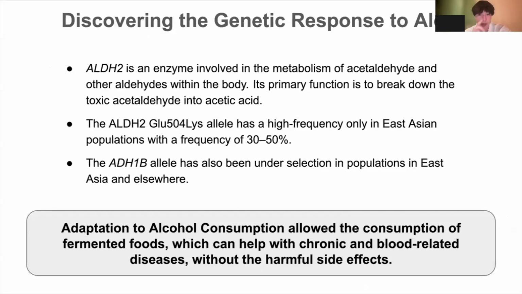And here is the adaptation to alcohol. When alcoholic beverages are consumed, the body metabolizes alcohol into acetaldehyde through the family of alcohol dehydrogenase, ADH, enzymes. ALDH2, or aldehyde dehydrogenase 2, is an enzyme involved in the metabolism of acetaldehyde and other aldehydes within the body. Its primary function is to break down acetaldehyde, a toxic byproduct of alcohol metabolism, into acetic acid.